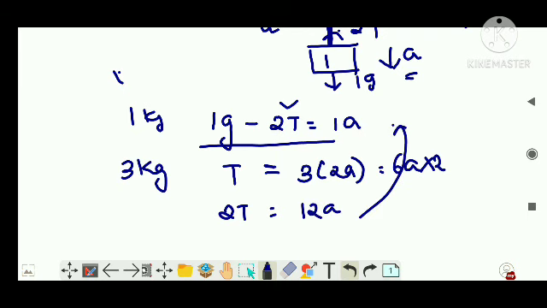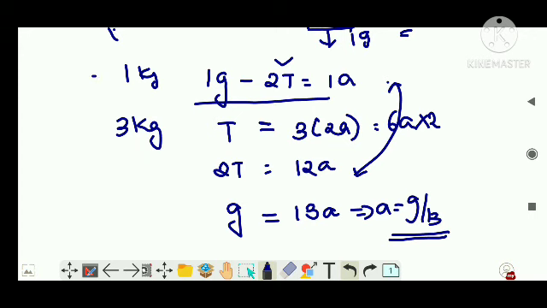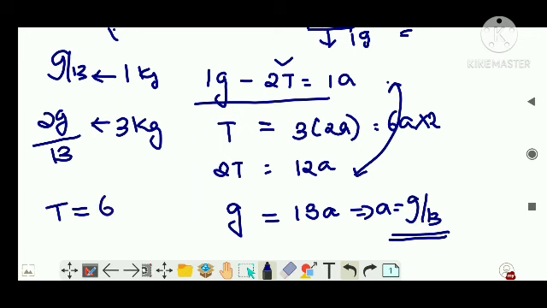Now solve these two equations by adding them. That gives g = 13a, so the acceleration is a = g/13. The 1 kilogram mass has acceleration a, that is g/13, and the 3 kilogram mass has double that, 2g/13. And from the acceleration you can find the tension: T = 6a, that is 6 into g/13, so 6g/13 is the tension in the strings. Clear? Easy. Okay, now we'll do another question.